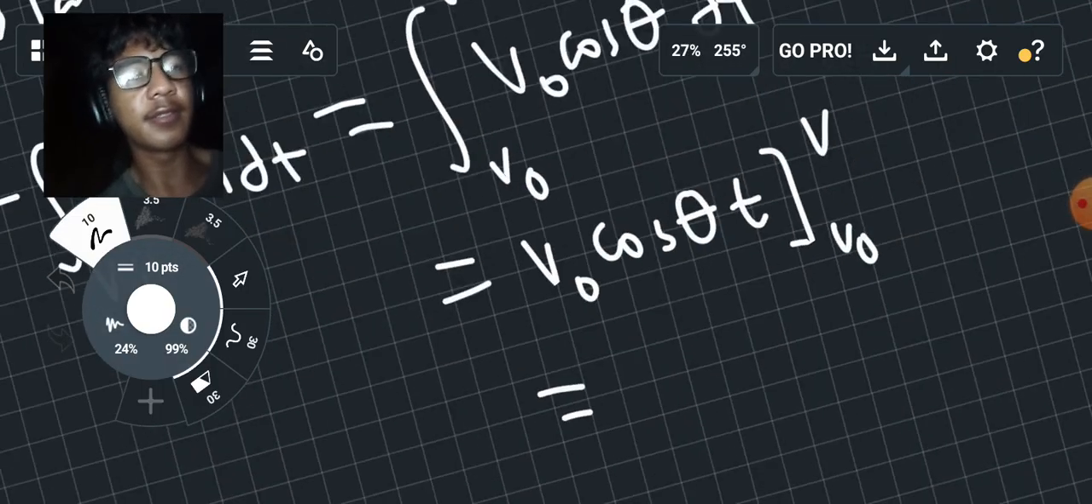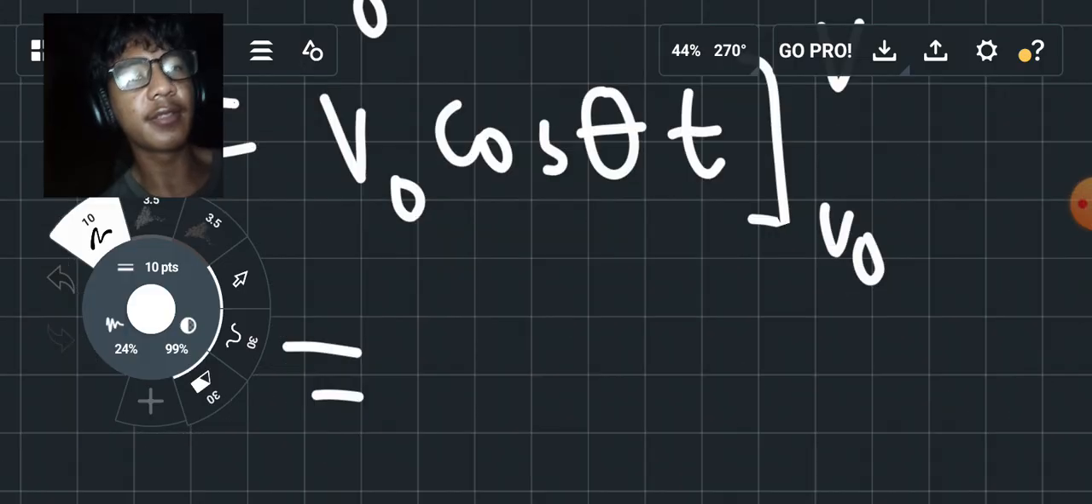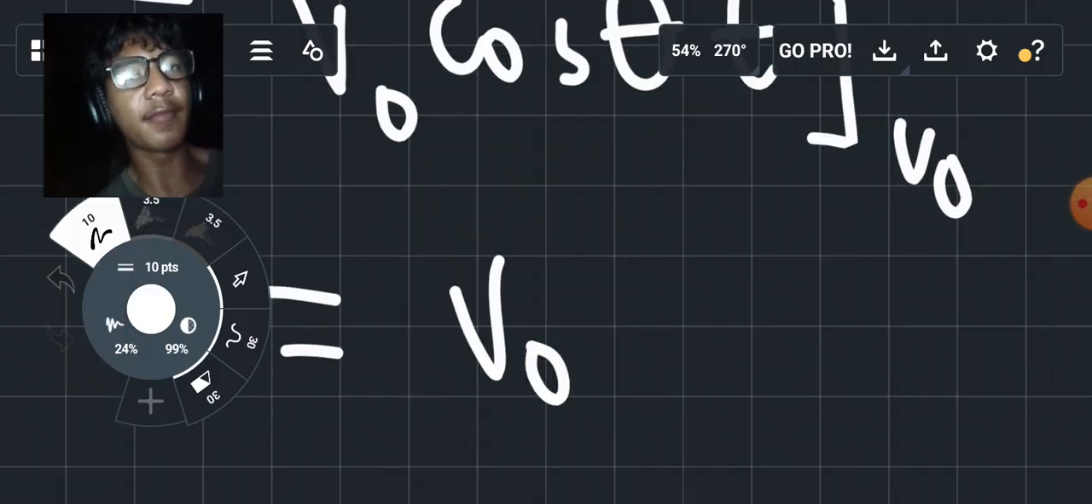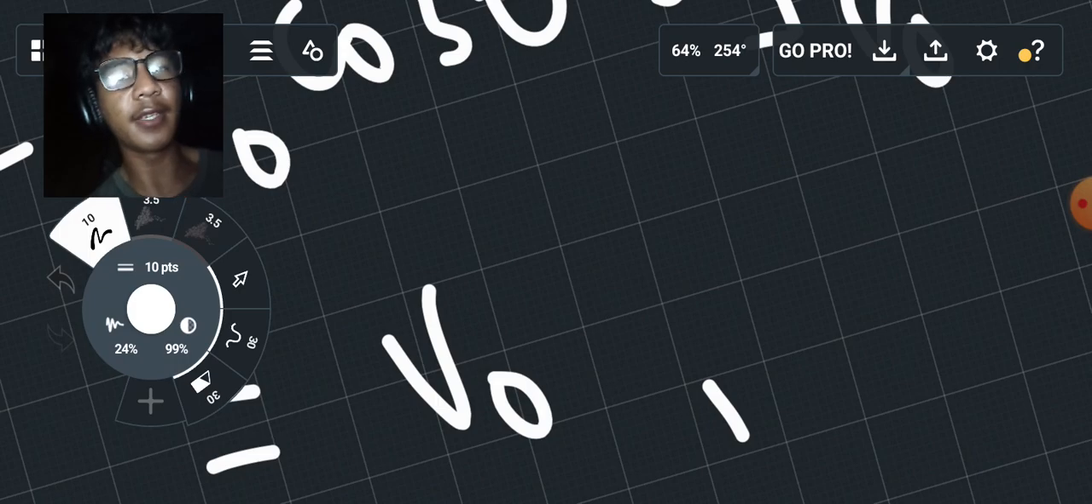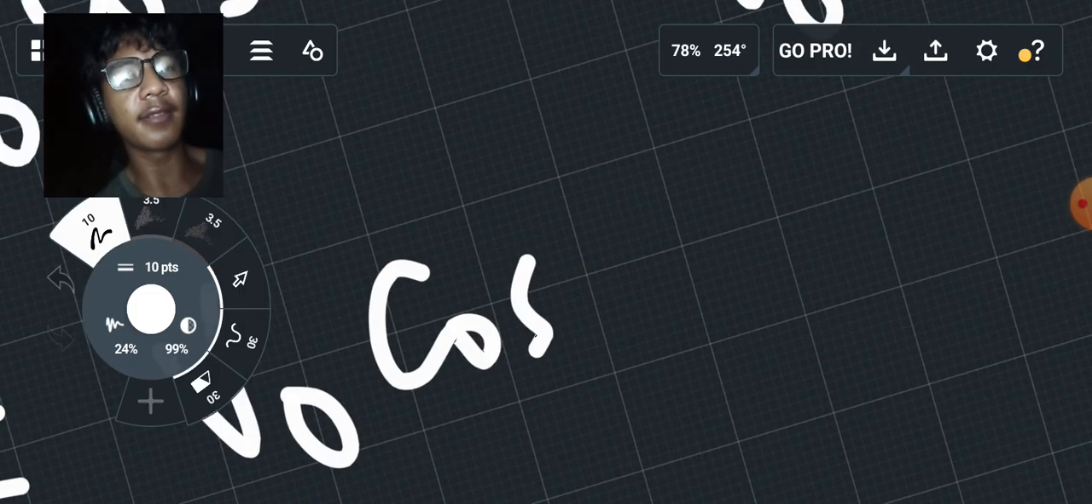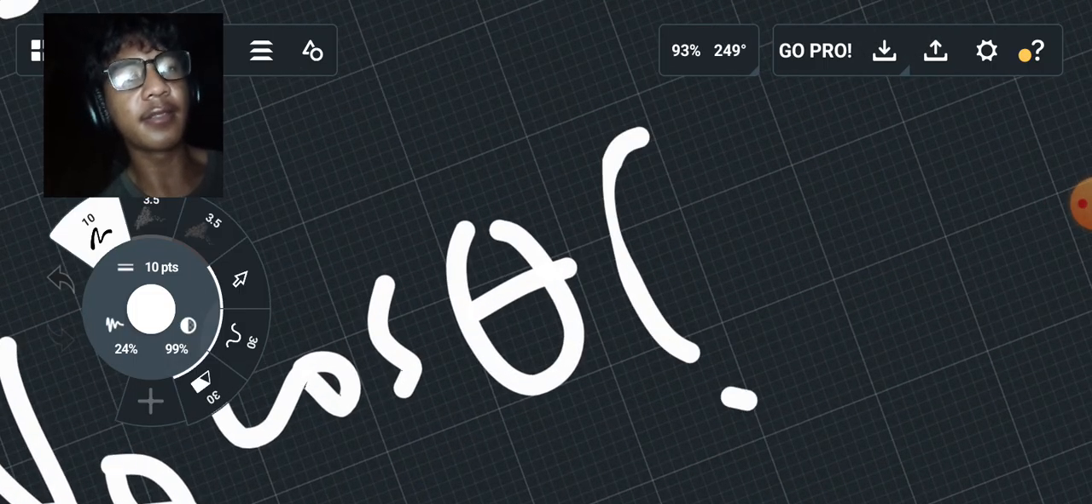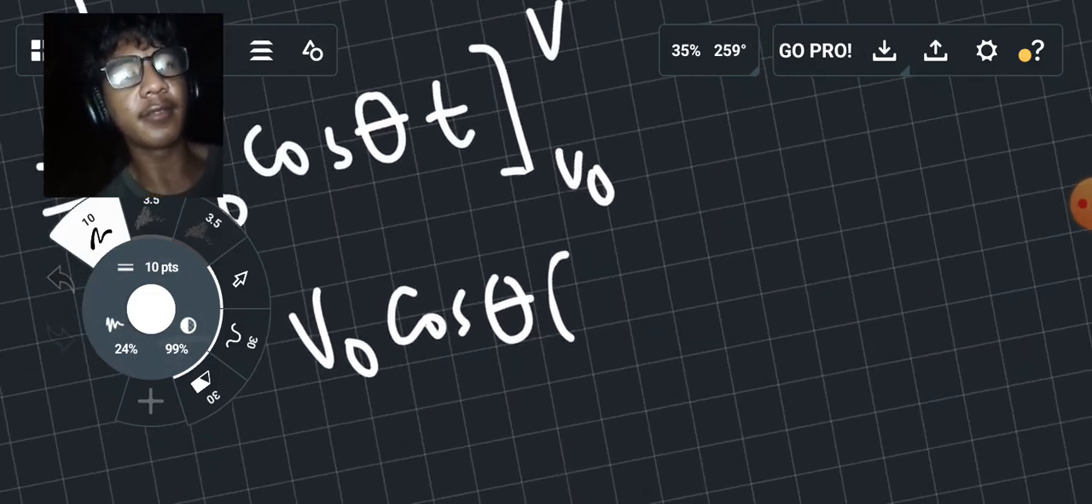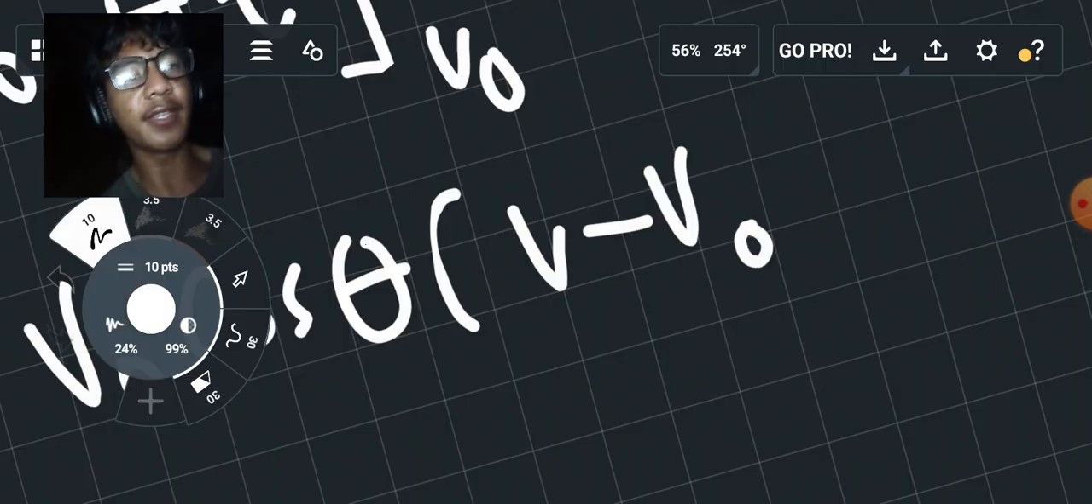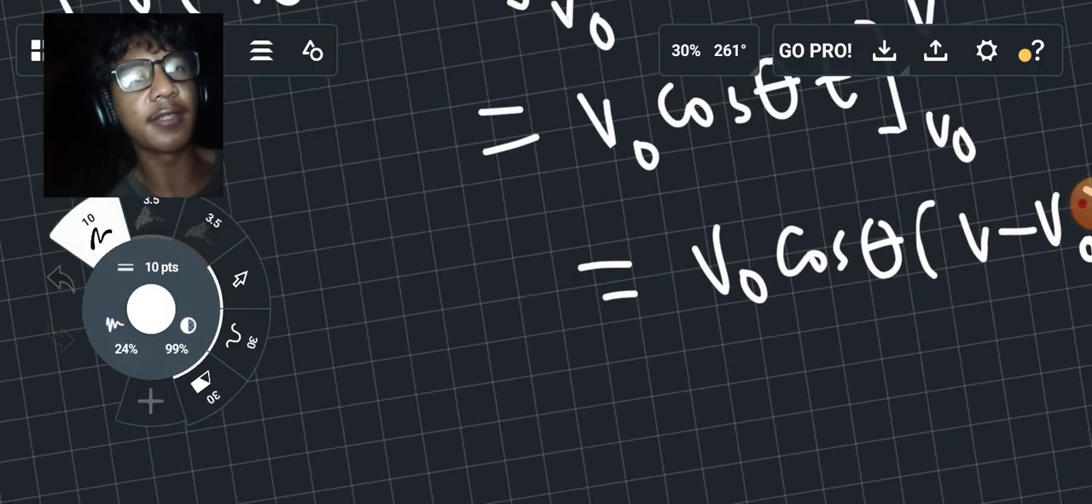So yeah, that's just v naught cosine theta. Oh wow, v minus v naught. So that's it.